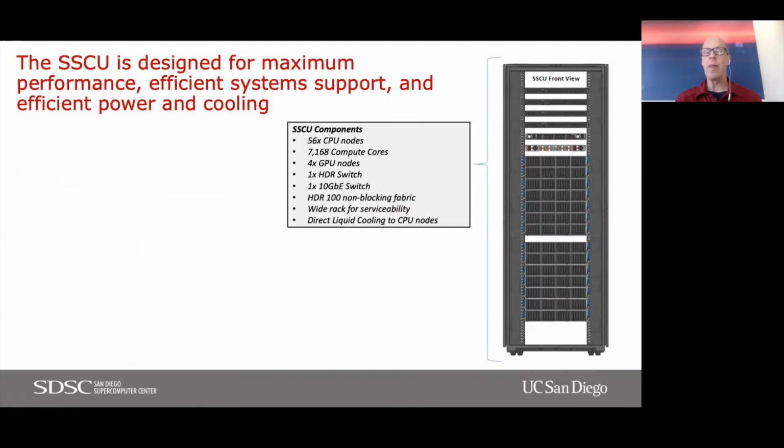So this is what one of the racks looks like, the SDSC scalable compute unit. It has 56 compute nodes in it, 4 GPU nodes for a total of 16 GPUs. And this is all networked using an HDR InfiniBand network. And everything is direct liquid cooled. So this makes the system a little more energy efficient. And I believe that it also makes it a little more reliable.